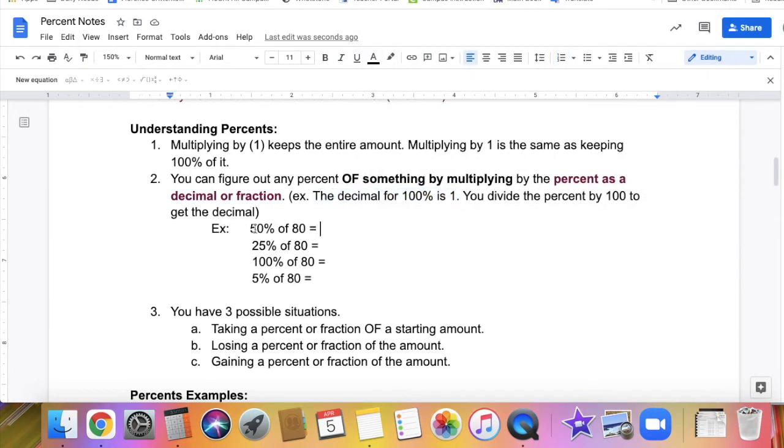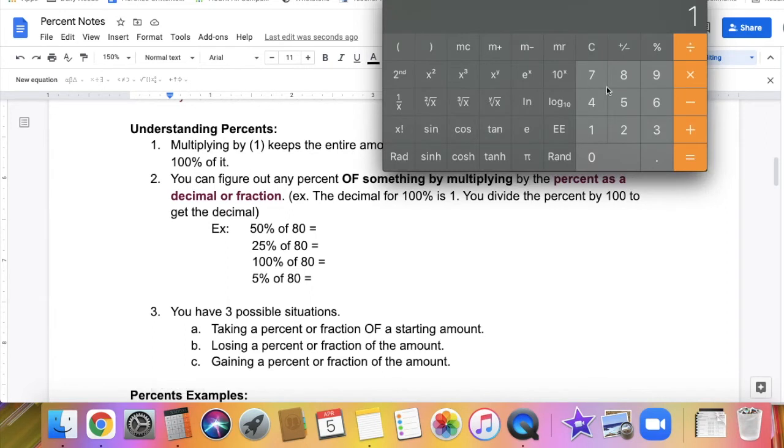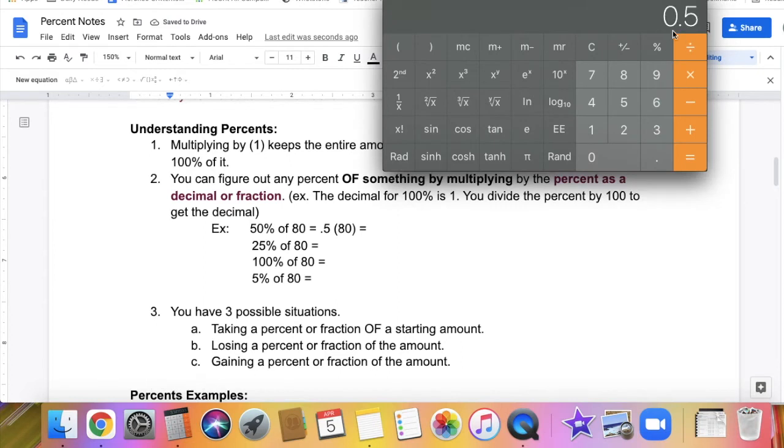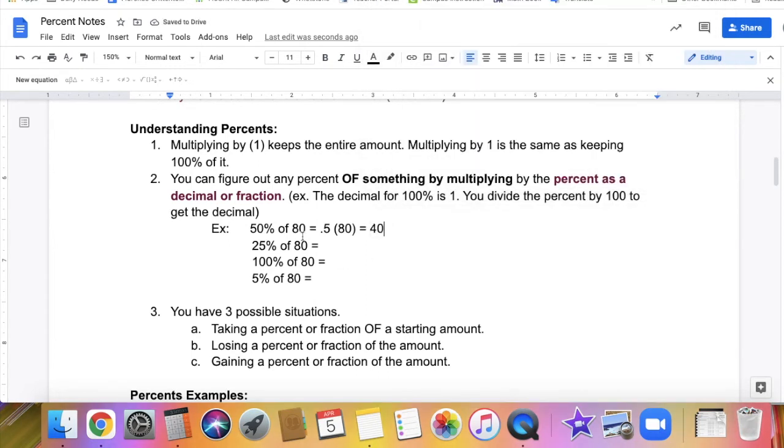So for example, if I want to do 50% of 80, first of all, you take 50% and divide it by 100 to get the decimal, which is 0.5. The word "of" in math means multiply, and I can represent a multiply with the parentheses, and it's of 80. So if I want to take 50% of 80, I take 0.5 and times it by 80, and I'd figure out that 50% of 80 is 40. And that's how you figure out percents of a number. You turn the percent into a decimal, and then you multiply.